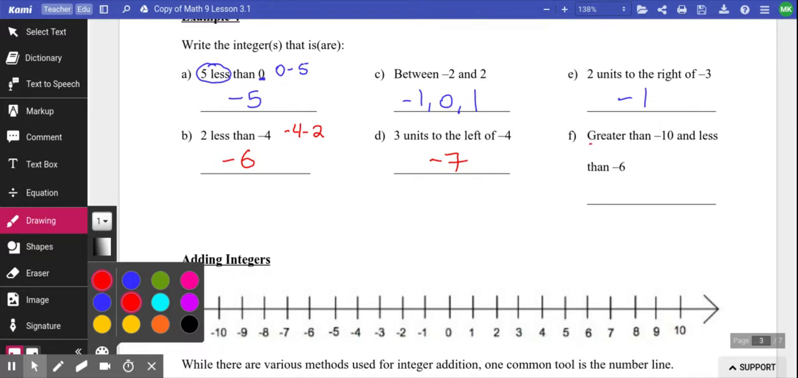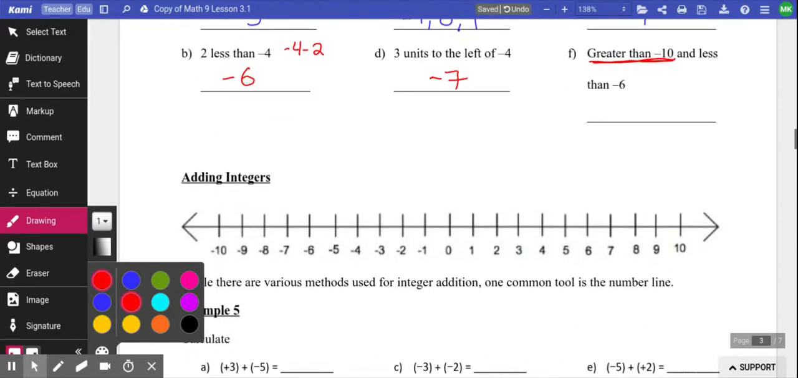numbers greater than -10. If we're looking at a number line, -10 is right here. Numbers greater than -10 would be like -9, -8, -7, -6, all the way up. So we want to be greater than -10 and less than -6. Less would be to the left of -6. So the numbers that are greater than -10 but less than -6 would be these three: -9, -8, -7.